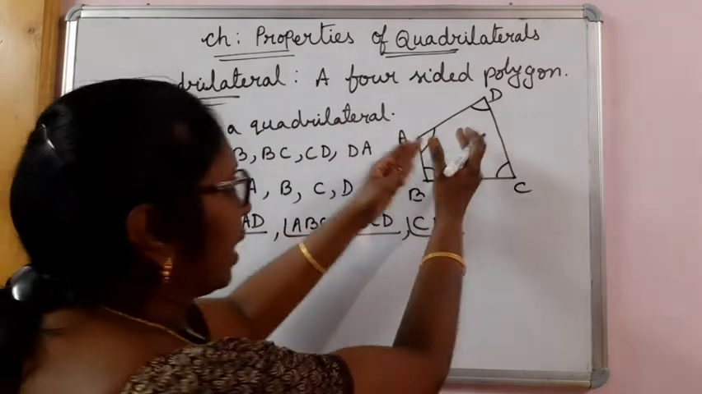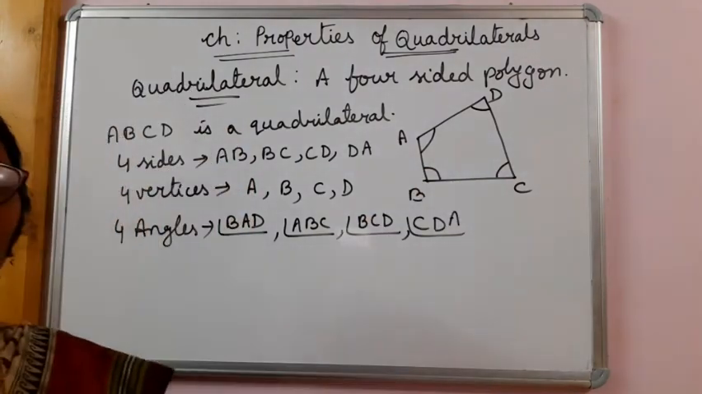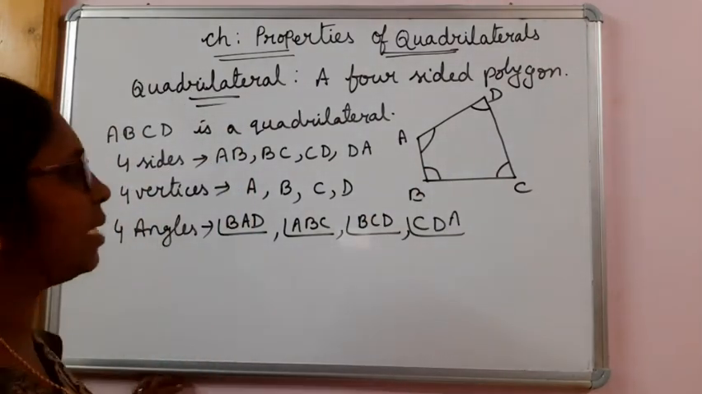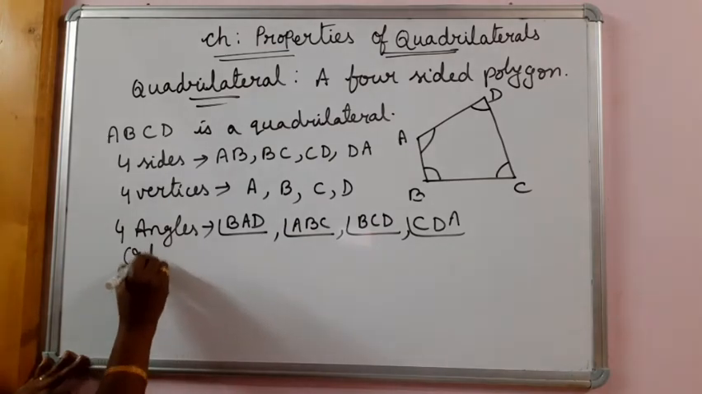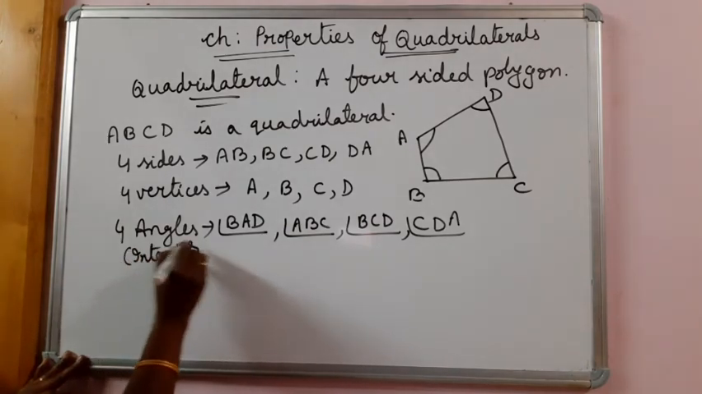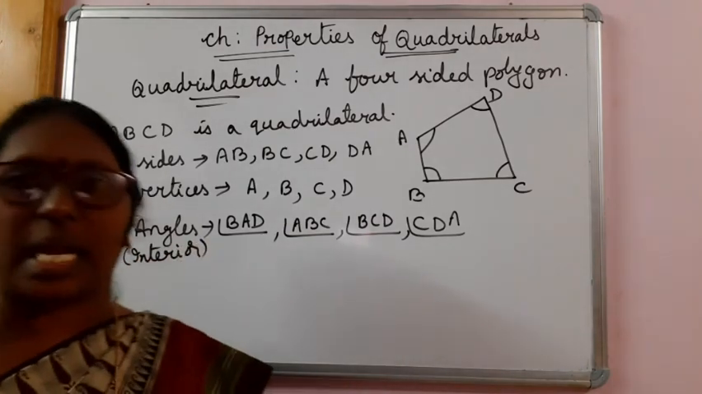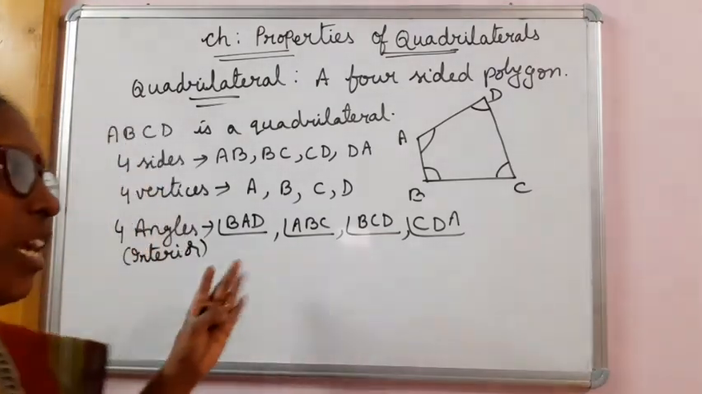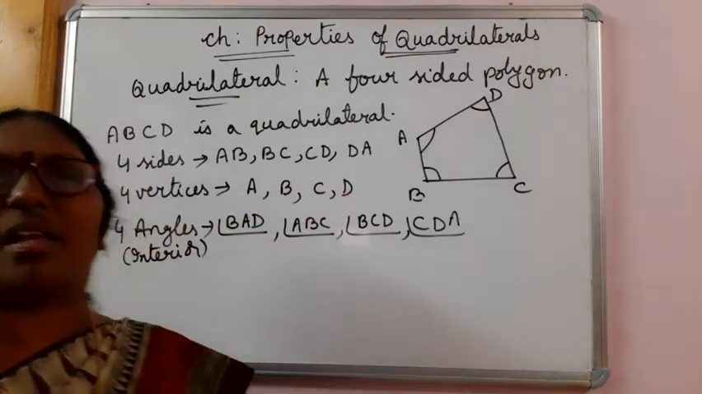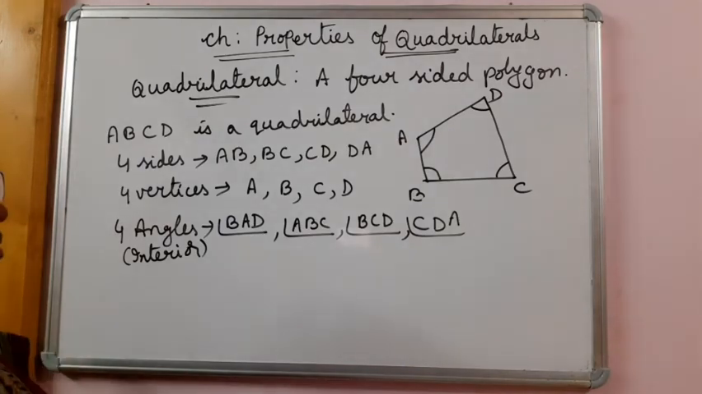These are inside the quadrilateral, so they are also said to be interior angles. These are four interior angles. When we say angles, it is understood that they are interior. If these are the interior angles, what are the exterior angles?